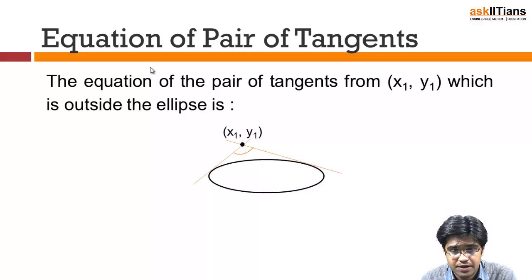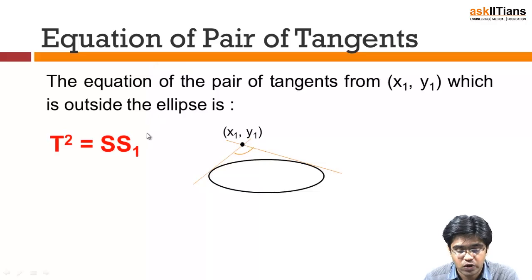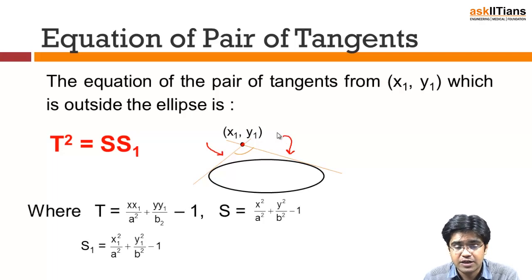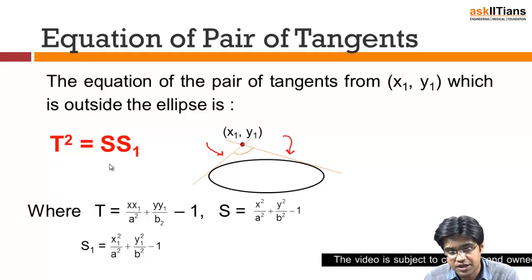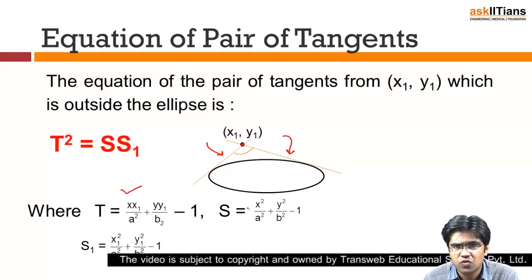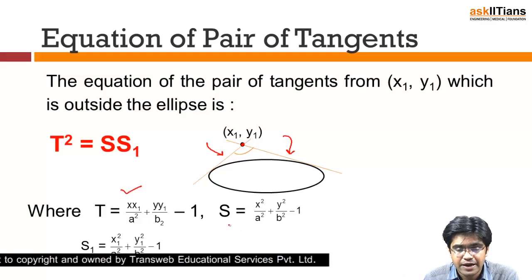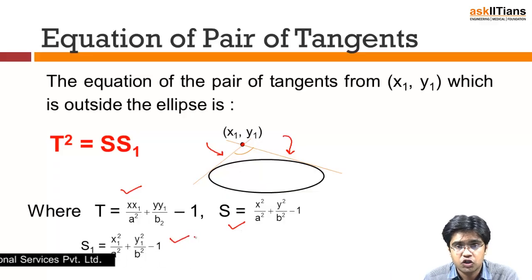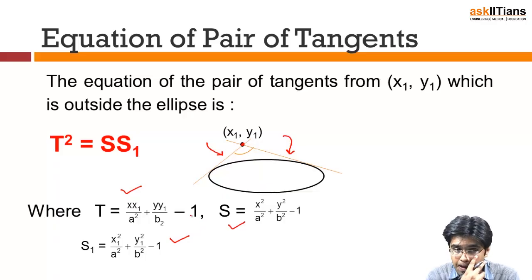This is given by T square is equal to SS1. You can see here that if this point is outside, then these are the two tangents which can be drawn. Their combined equation is given by T square is equal to SS1. But what are T, S and S1? T is the equation of tangent, normally the equation of tangent T is equal to 0. S is the equation of curve. S1 is the equation of curve when you have substituted the point x1 and y1. So this is the combined equation of pair of tangents.